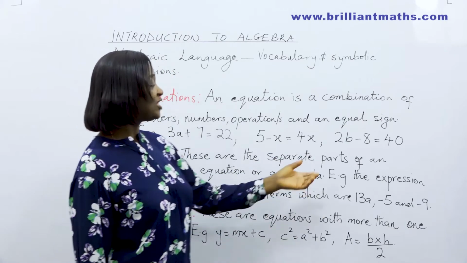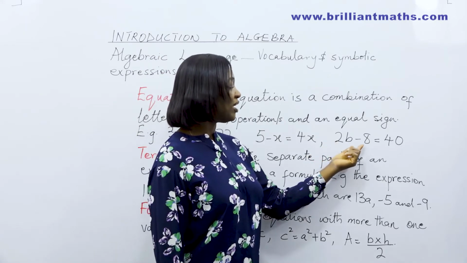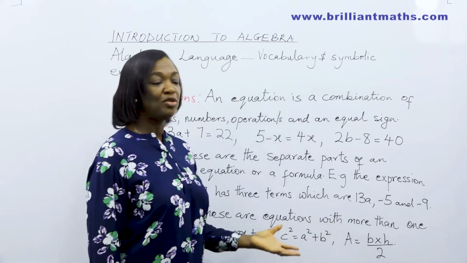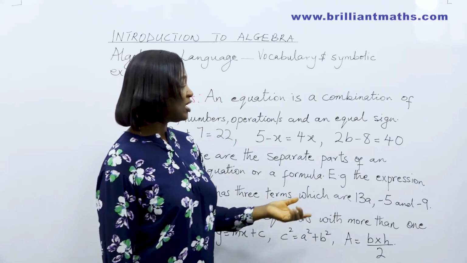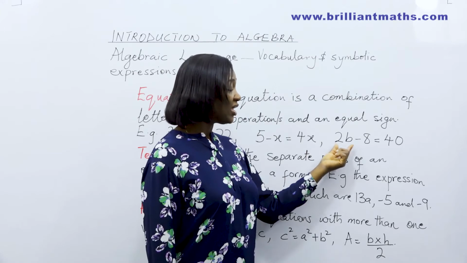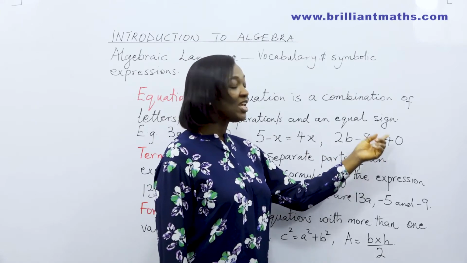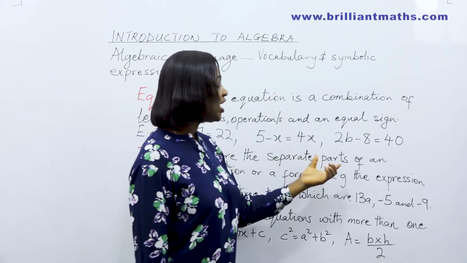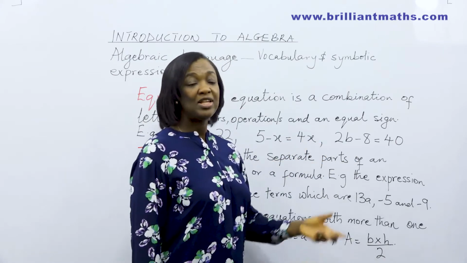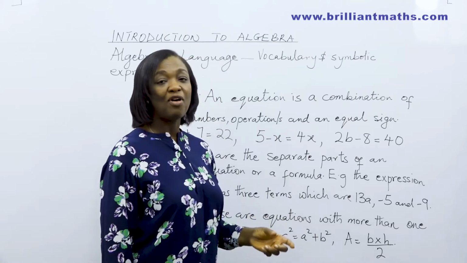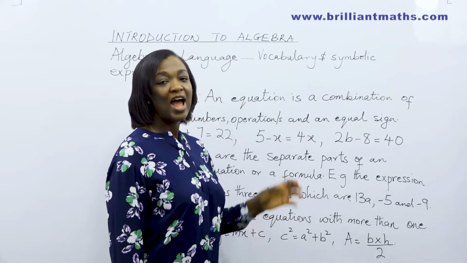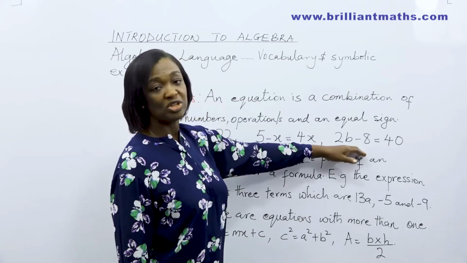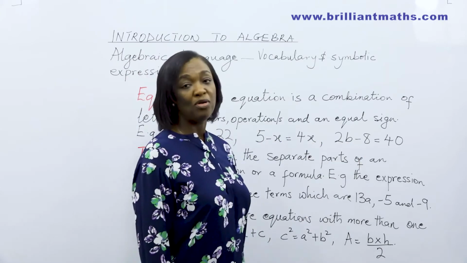So the next equation is 2b minus 8 equals 40. So what is the value of b in this equation? It implies that 2b equals 40 plus 8, which is 48. So if 2b equals 48, then b is equal to half of 48. And half of 48 is 24. So the value of b in this equation is 24.